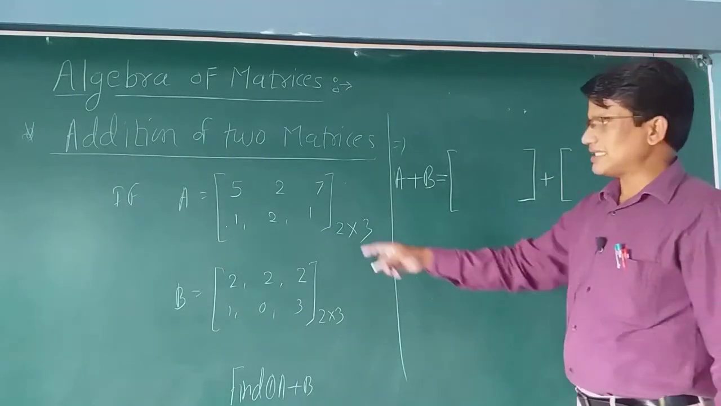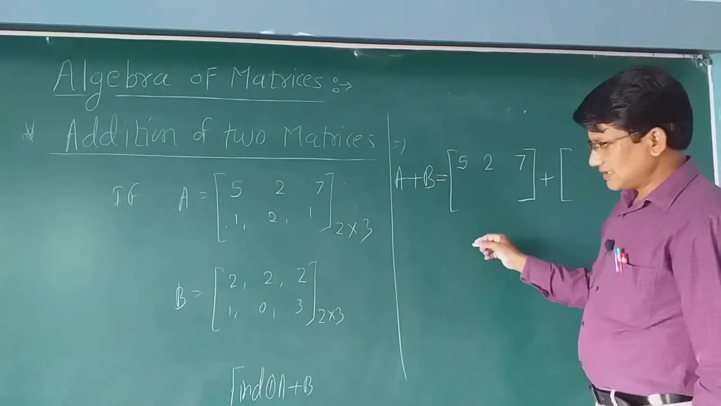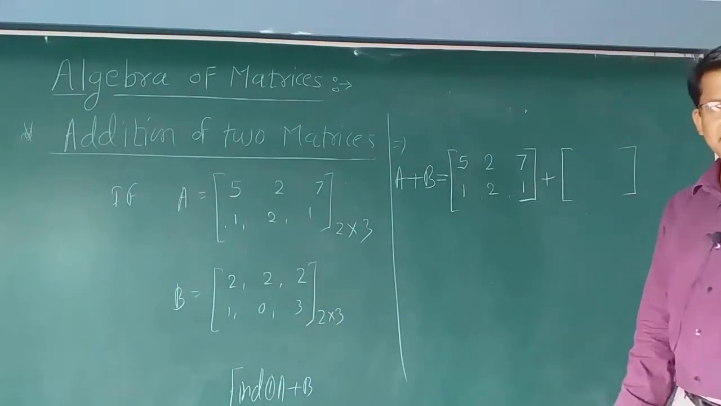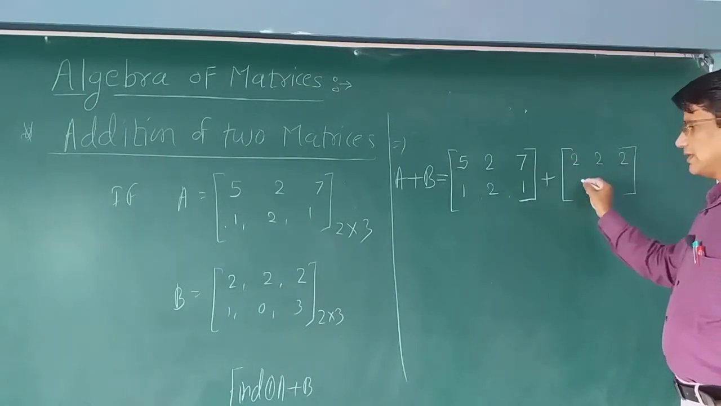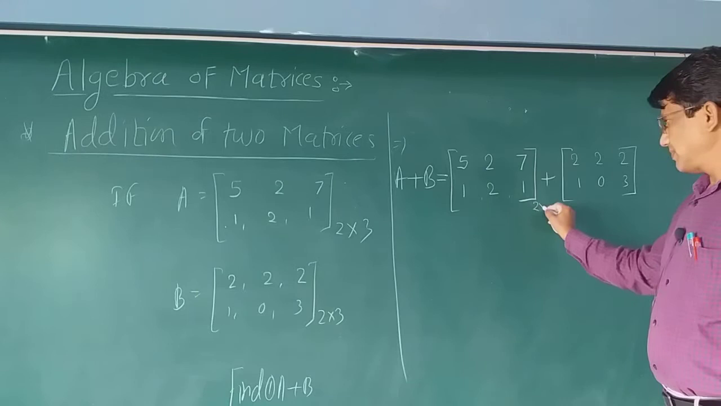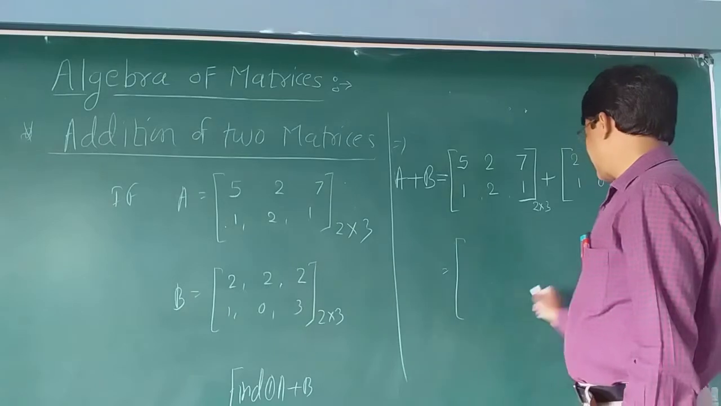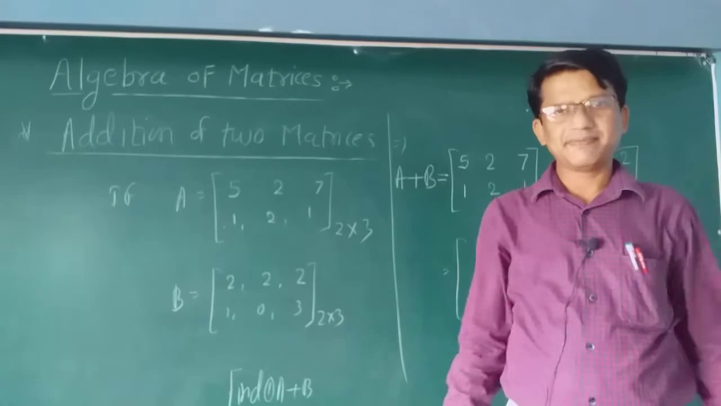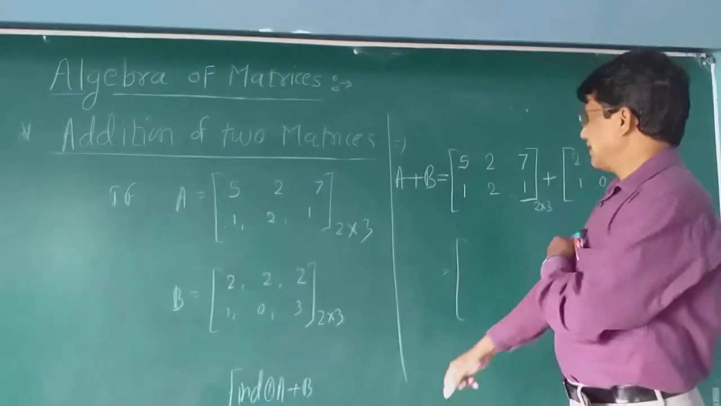What is our A matrix? Look there: 5 2 7, and here 1 2 1. This is our matrix A. Second, here 2 2 2, 1 0 3. Okay, here the order is 2 by 3, and here the order is 2 by 3. What is the answer? The addition is obtained by adding corresponding elements. Look here.